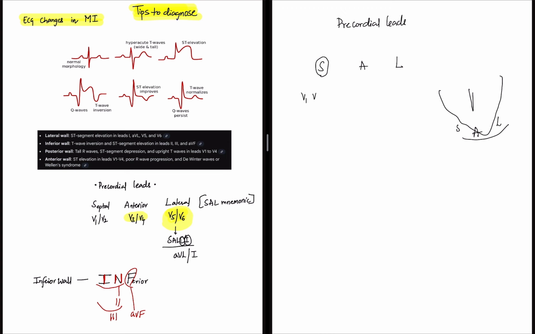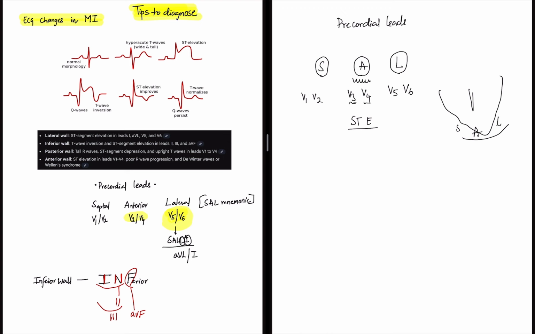Septal is V1 to V2. Anterior leads are V3, V4. Lateral leads are V5, V6. That means if there is an anterior wall MI, you will see ST segment elevation characteristically in V3 and V4. Hope you got the point.